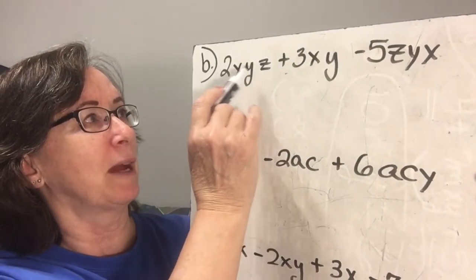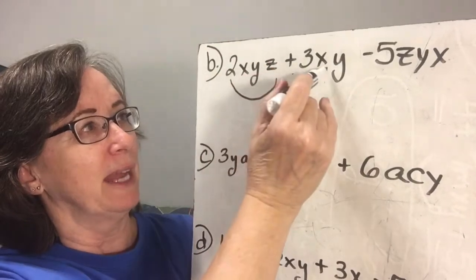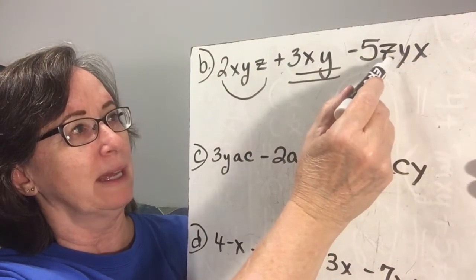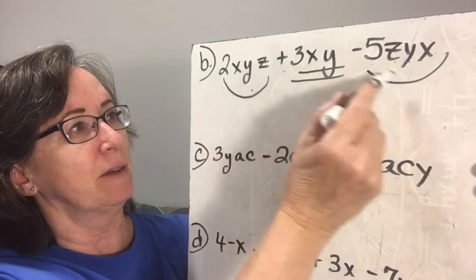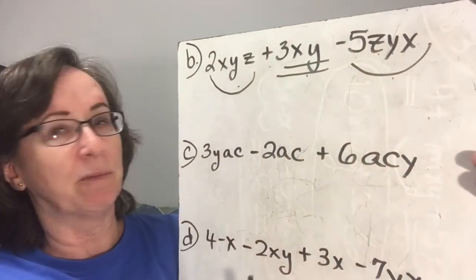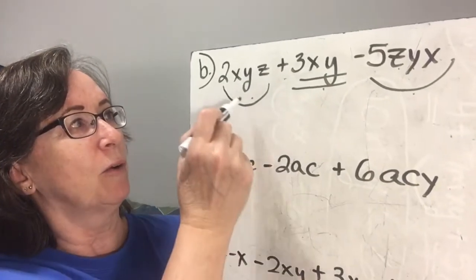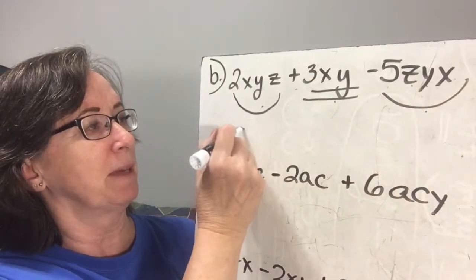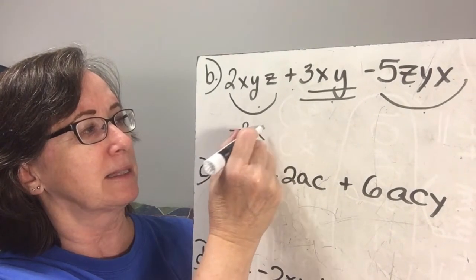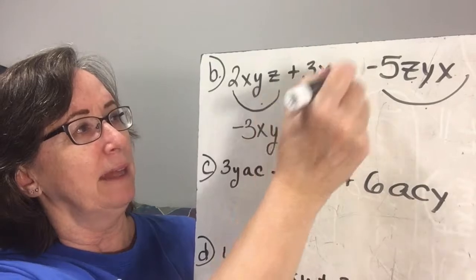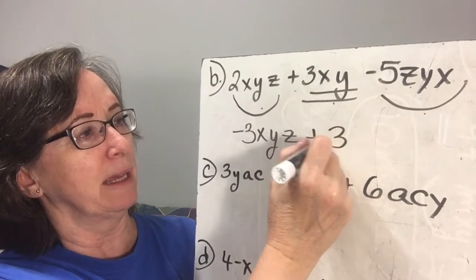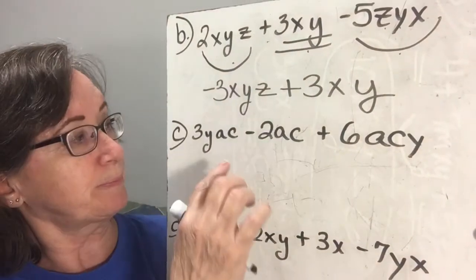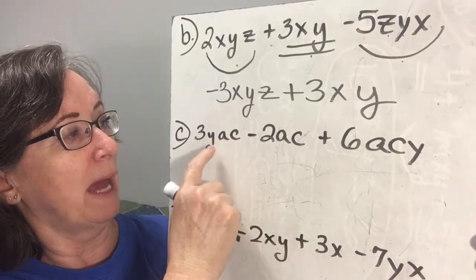So here we have an XYZ. We have an XY, so we need to give that something different. And we have an XYZ. So these two can go together, and this one's the oddball. And we're going to have to leave him alone. So 2XYZ and negative 5XYZ, positive, negative, we end up with a negative 3XYZ. And then we tack this one on, plus 3XY, and we're done.